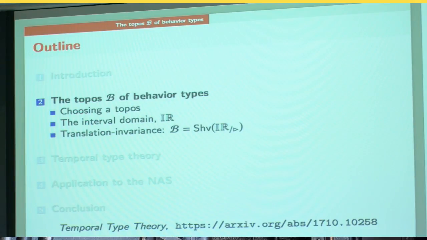So we're going to talk next about the topos of behavior types, which is the name we gave it. How we chose that topos: something called the interval domain, which is pretty close to that topos, and translation invariance, which is what's called a quotient topos.